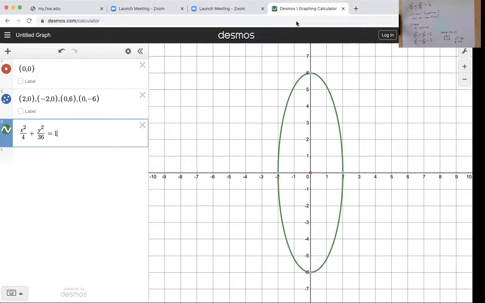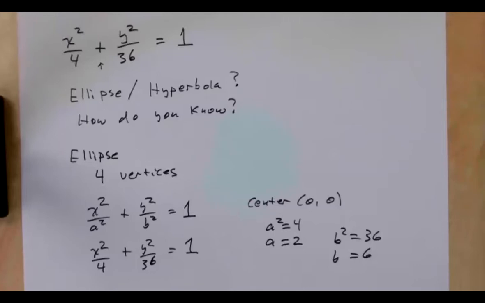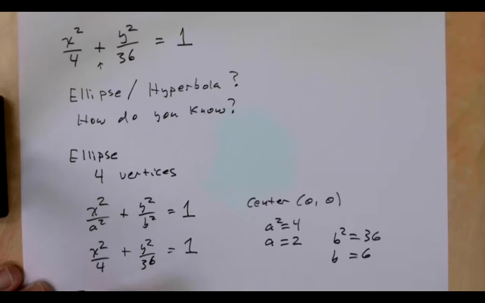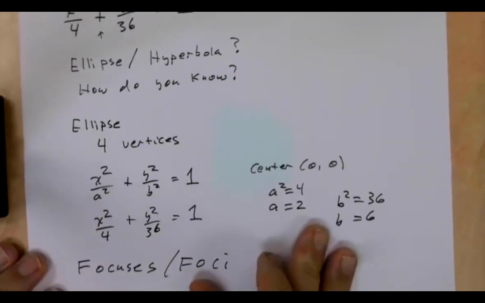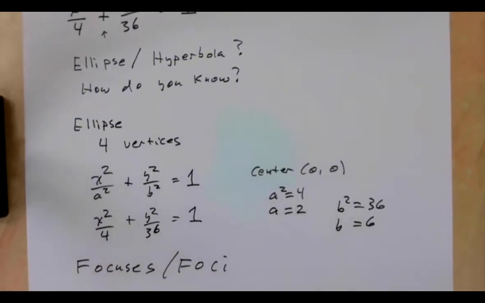And there's one other question that we like to ask, namely, where are the focuses or foci? You have 2 focuses, sometimes the plural is foci. I want you to tell me what the 2 focuses would be for this ellipse. So answer that question, please.